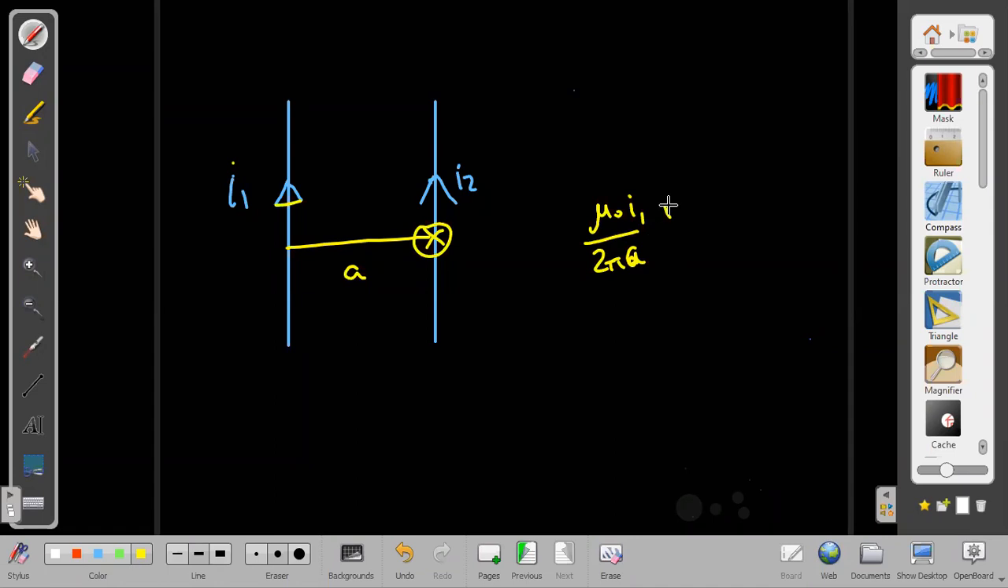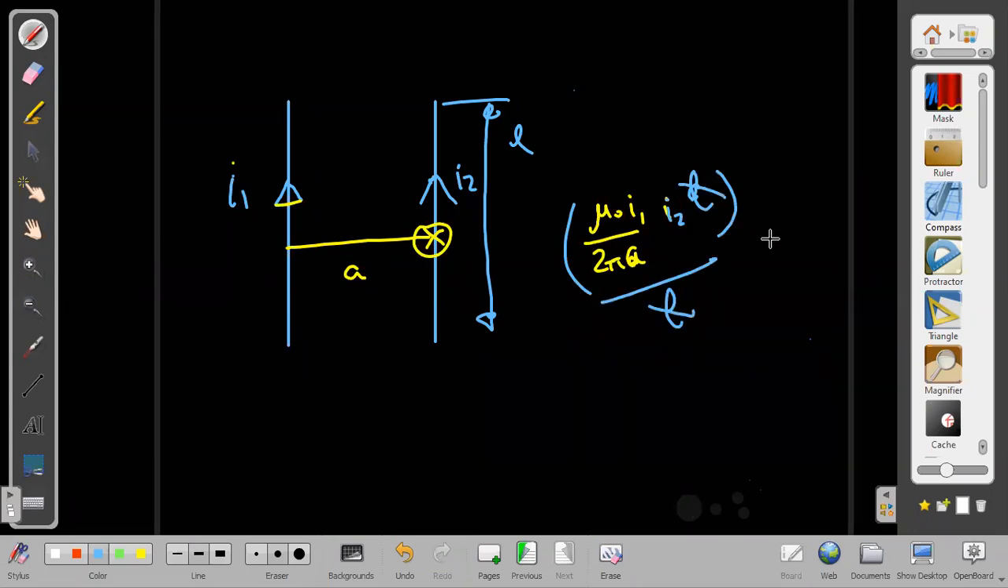Due to I1 the field is this. This will be multiplied with I2. B into I2 into the length of the wire. Let us say the length of the wire is L, into L. If I take force per unit length, then force divided by length will be just this only. It will be mu naught I1 I2 upon 2 pi a. That is the force per unit length between two wires.